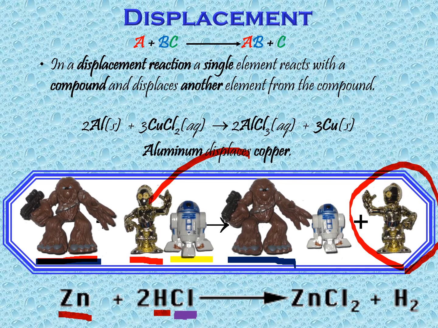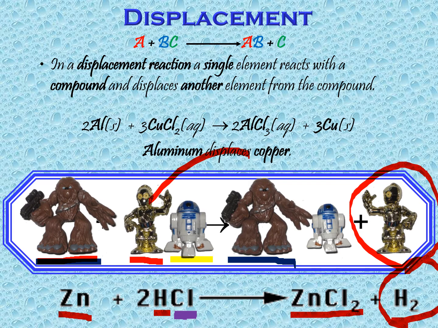Well, who wins? It turns out zinc is significantly more active than hydrogen, so zinc gets the chloride, and then the hydrogen gets displaced, bumped out. So when you see a displacement reaction, on the left-hand side you've got to have a compound and a single element on its own. And on the product side, you've got to have a different compound and a single element on its own. That's the way to recognize a displacement reaction.